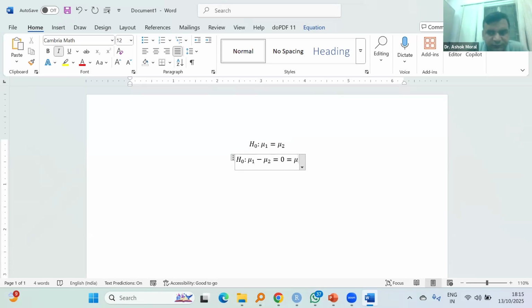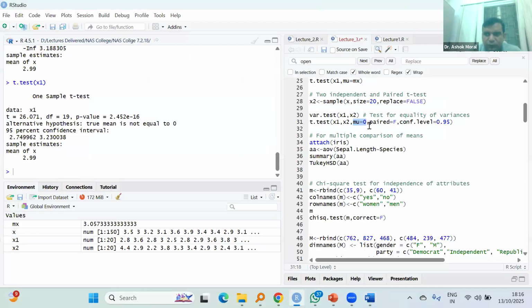Is it true or not? So both are same. Either we will say the difference of both the mean is equal to 0. That's why mu is equal to 0. So in this case, we are considering mu, that is the mean of two independent sample difference, is 0. By default, paired is false.